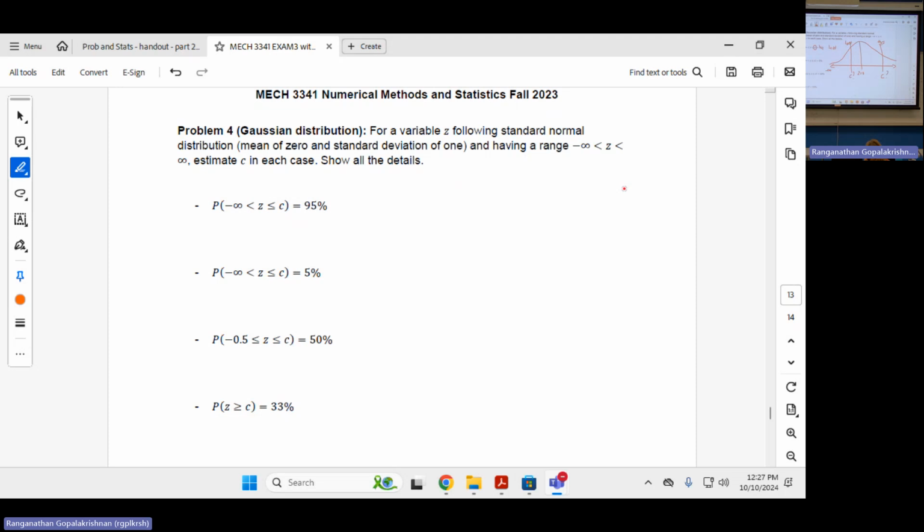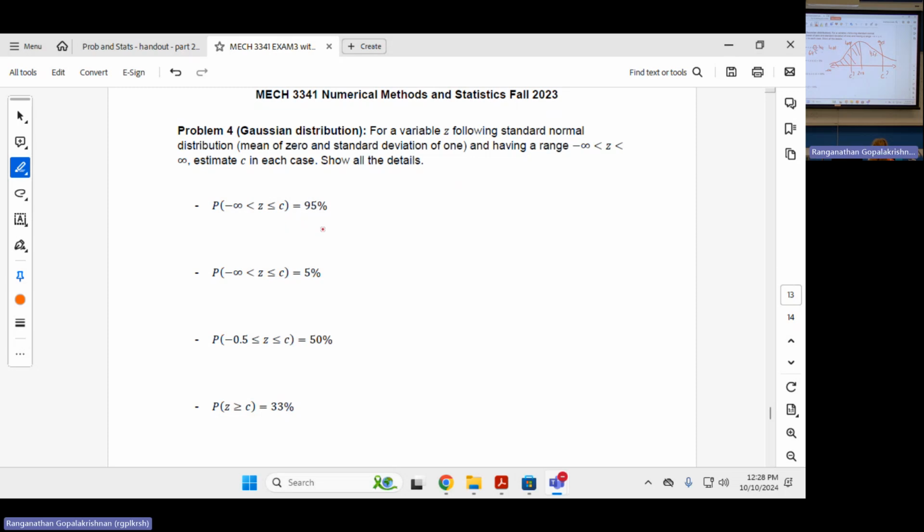Okay. All right. So if it is 95%, if the left half is entirely 50%, then the right half is 45%. So if it's 45%, what value of C corresponds to 0.45? 1.645. Are we all together? You're okay? 1.645. So the answer to this is 1.645.